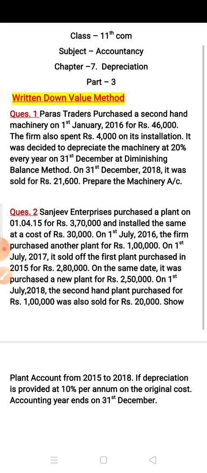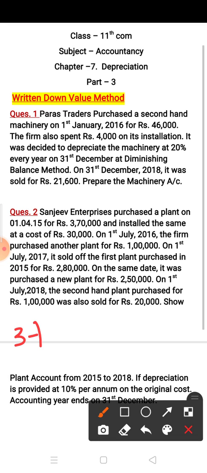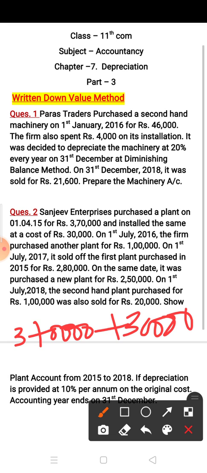Okay, now see the second question, question number 2. This is the question of original cost method. Sanjeev Enterprises purchased a plant on 1st April 2015 for rupees 3,70,000 and installed the same at a cost of 30,000. It means that the plant's actual cost is 3,70,000 plus 30,000. So the cost of the plant is 4 lakh. Okay, the actual cost is 4 lakh.